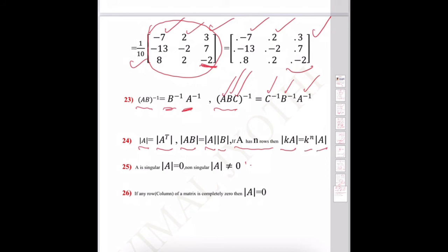Next, if A is a square matrix, A is singular if determinant of A equal to 0 and A is non-singular if determinant of A not equal to 0. Next, if any row or column of a matrix is completely 0, that is a 0 row or column, then determinant of A equal to 0. Okay. Thank you.